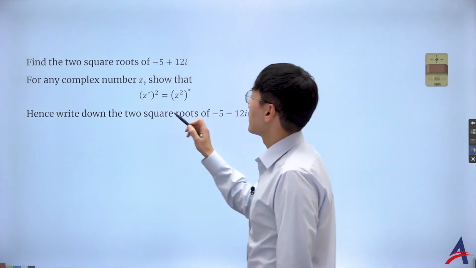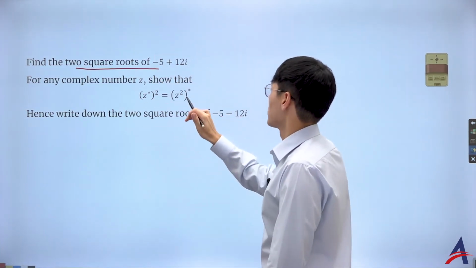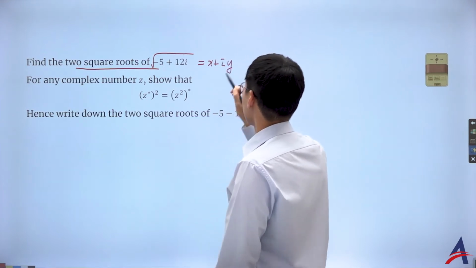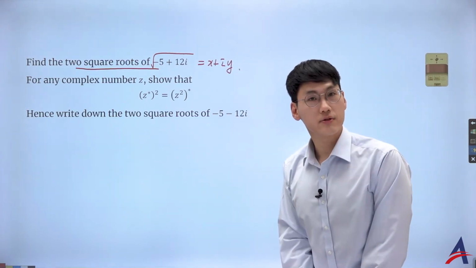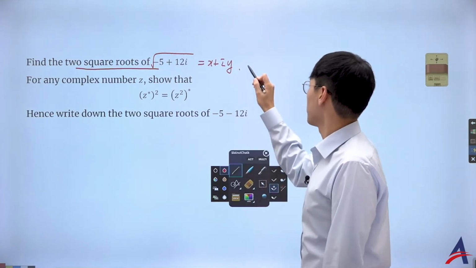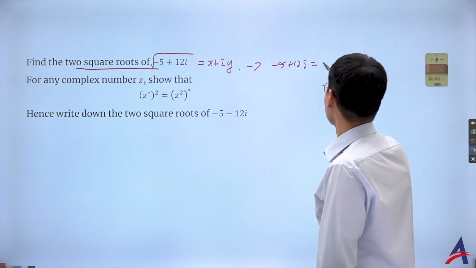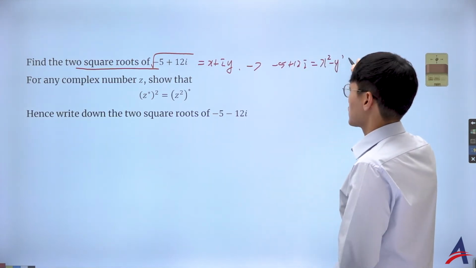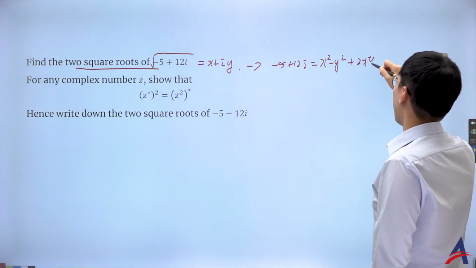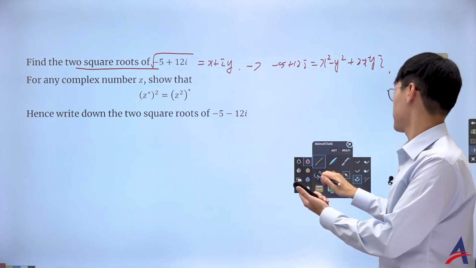Okay, let's do this. Find the 2 square roots. If I take a square root of that, I want to find x plus iy. As you can see, how you can do it is to get rid of the square root by squaring both sides. Then you realize negative 5 plus 12i is equal to x squared minus y squared plus 2xy i. And then you compare the real and imaginary parts, so that's absolutely fine.